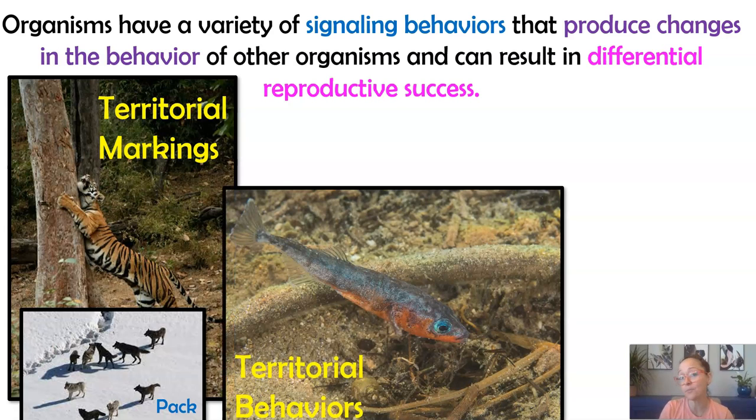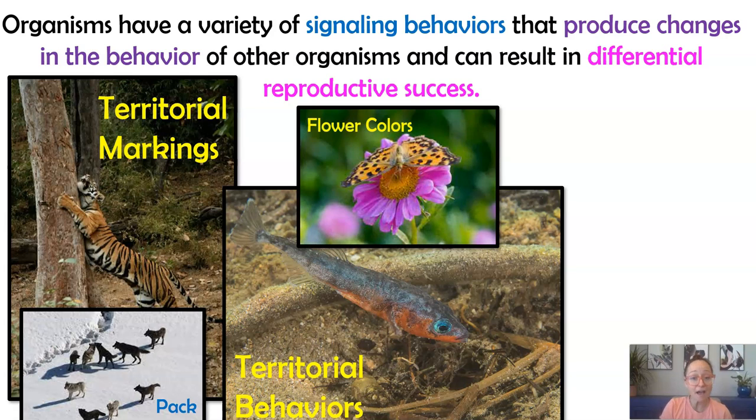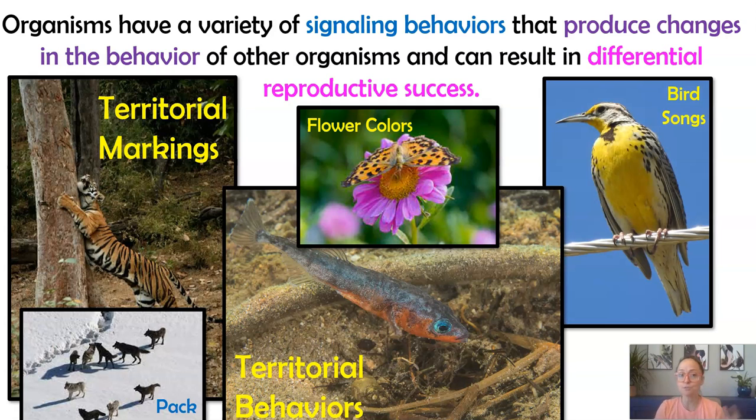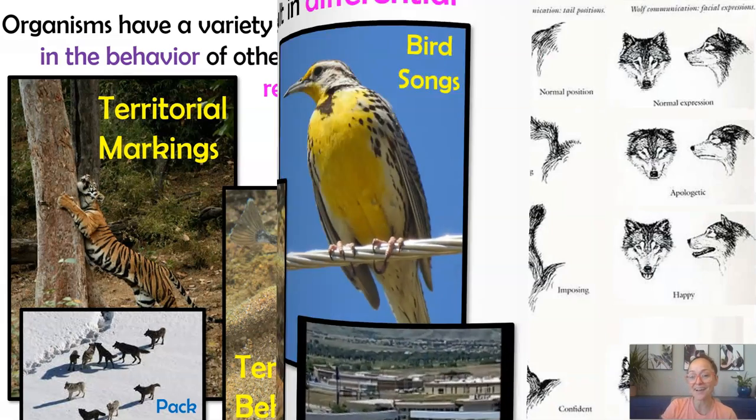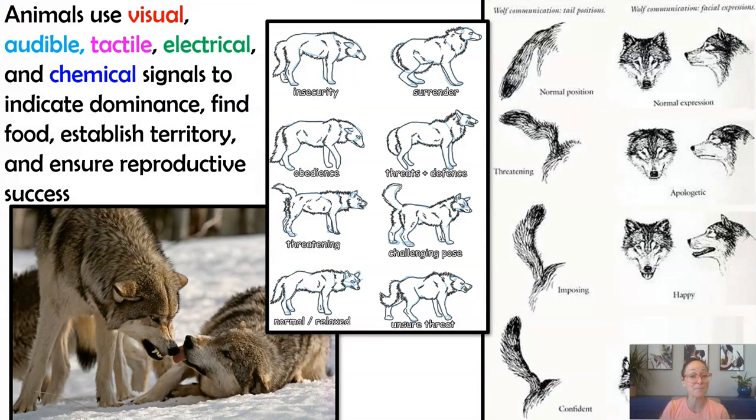There's territory warnings. We'll see an example of some male stickleback fish. Flowers have certain coloration that will actually communicate with their pollinators. And then there are birds who use songs. We saw earlier, not just predator warnings, but also songs for reproduction, to attract mates, which can then lead to differential reproductive success. So let's talk about some examples of visual and, in this case, chemical signals.